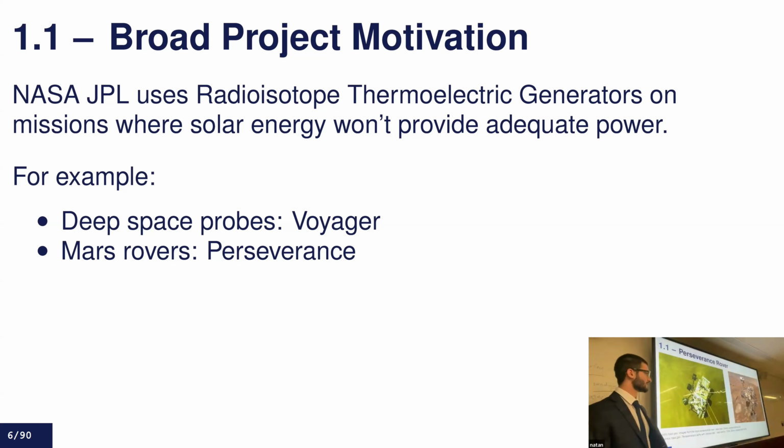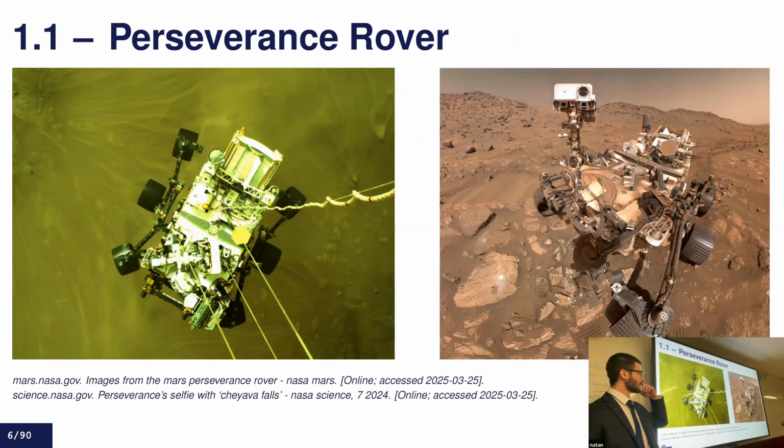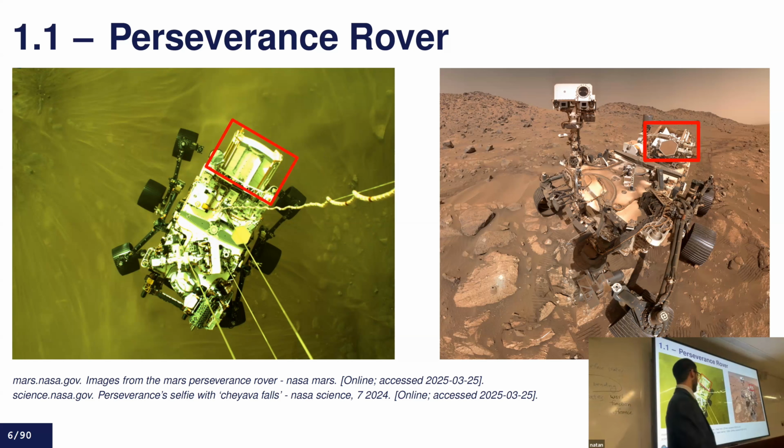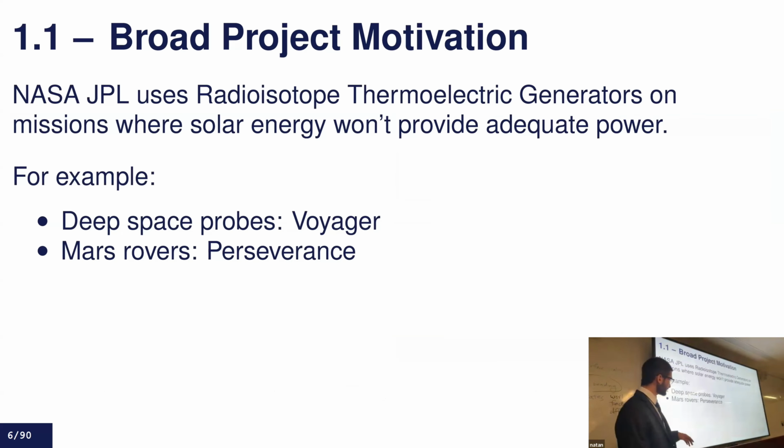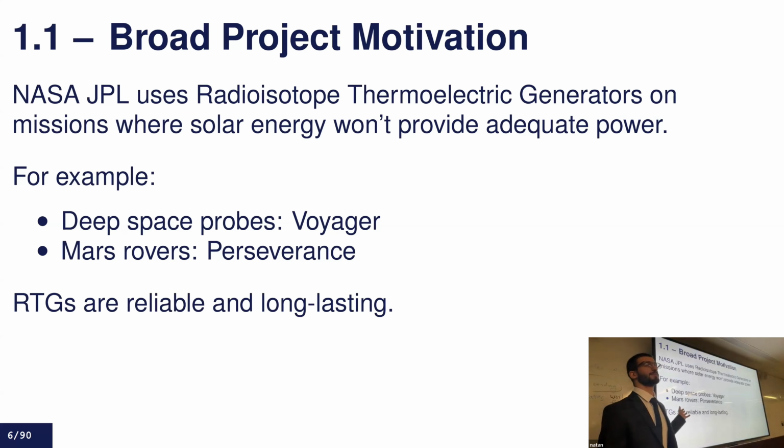Just to give you a sense of what that looks like, we have two images of the Perseverance rover. This one is from the lander itself as the landing sequence is happening. That's from the rover, and the RTG is this boxed thing at the back. So that's generally where it is located and what it looks like. They're good, they're reliable, and they last a long time. That's why JPL uses them for all sorts of different missions.